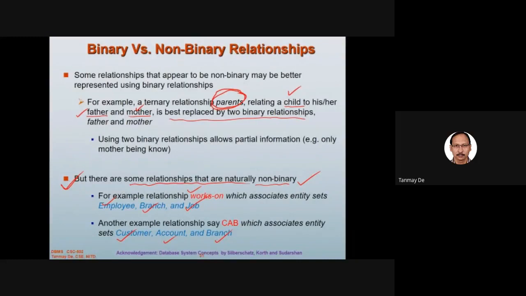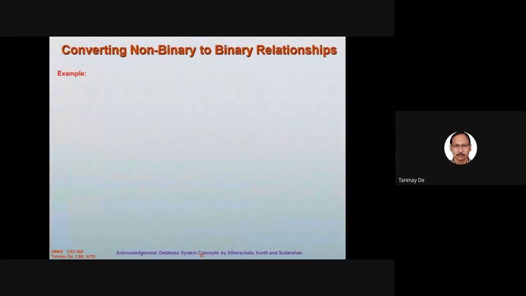So it's better if we consider an example. Suppose the example is the relationship between the customer entity set, account entity set, and branch entity set. Suppose the relationship is CAB and it can relate the branch entity set. For simplicity, I have not written the names.